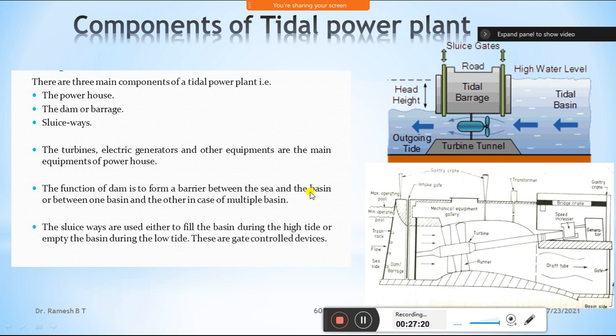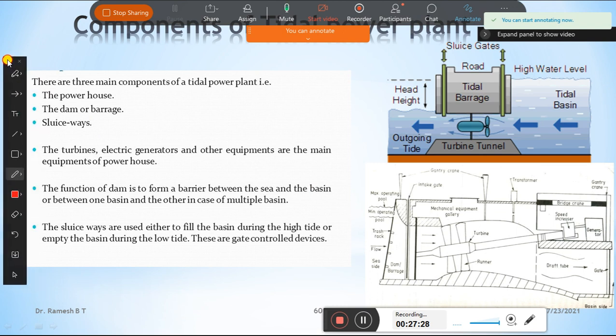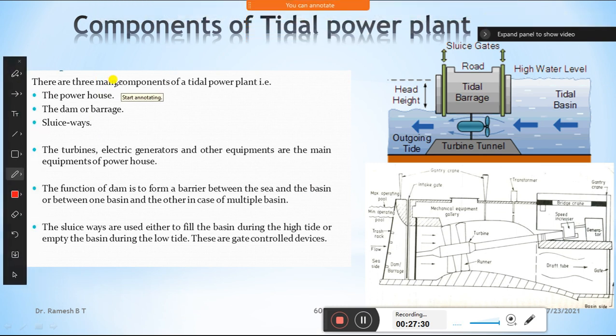So we need some components, and those necessary components will convert one form of energy into another form of energy. The main components of this tidal power plant are a powerhouse, a dam or barrage, and a sluiceway. These are the three important components. Apart from these, there are the turbine, the electric generator, and other equipment.